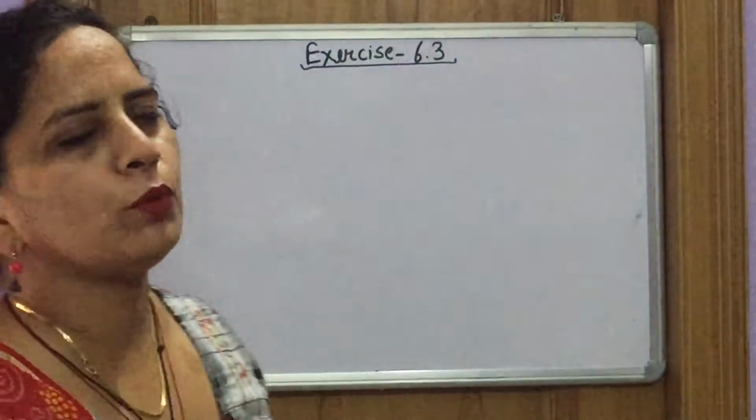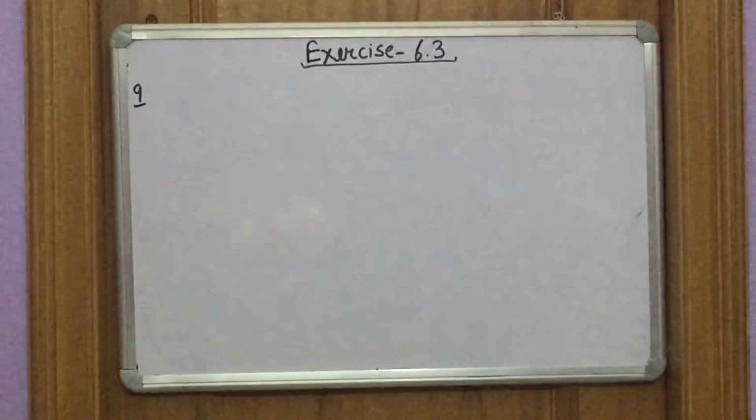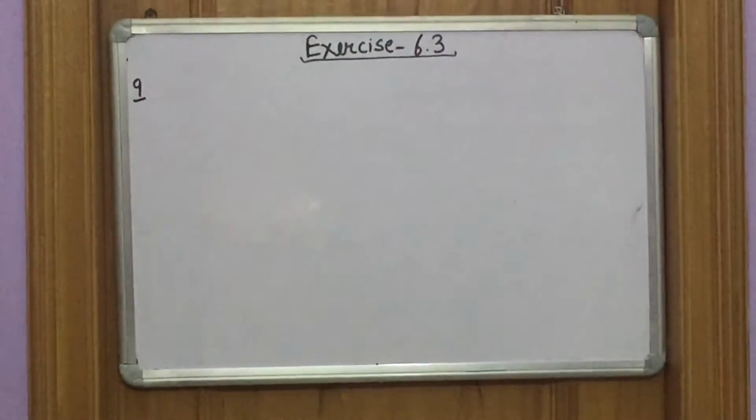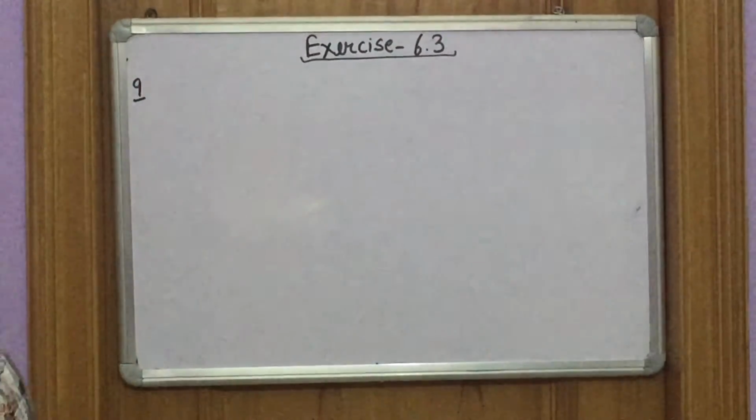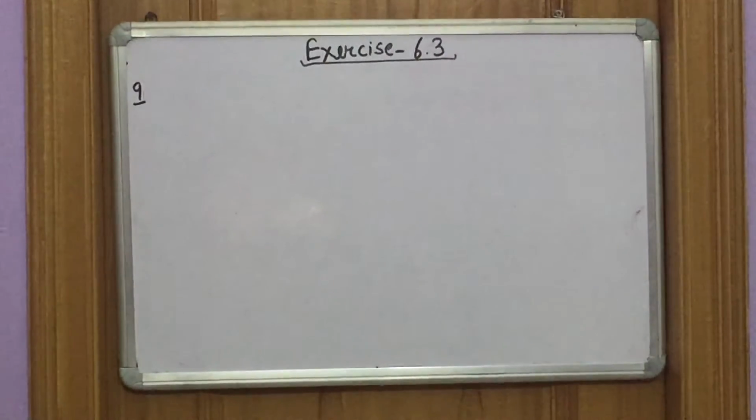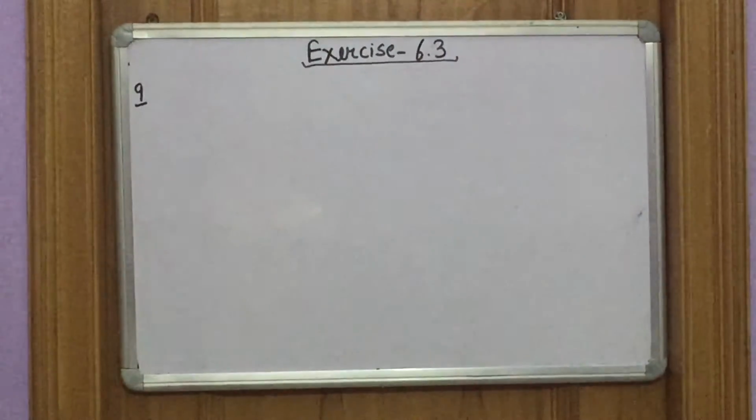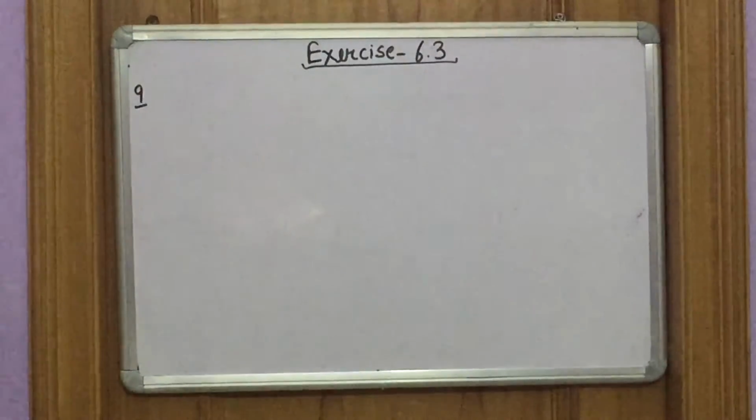Today we will do some remaining questions of exercise 6.3. So let's start from question number 9. Statement is a triangle ABC and a triangle AMP are two right angle triangles where right angle is at B and M. Figure is given in this question.